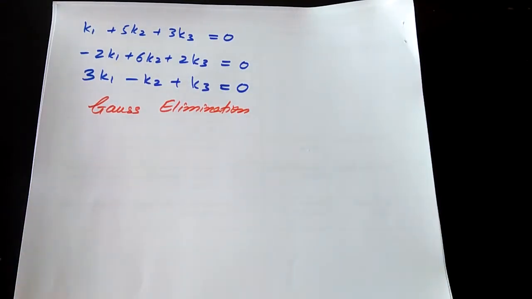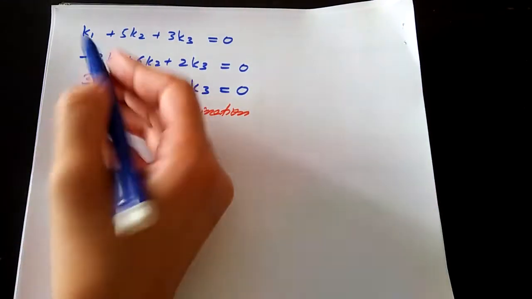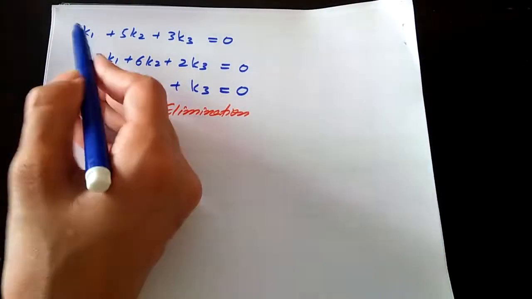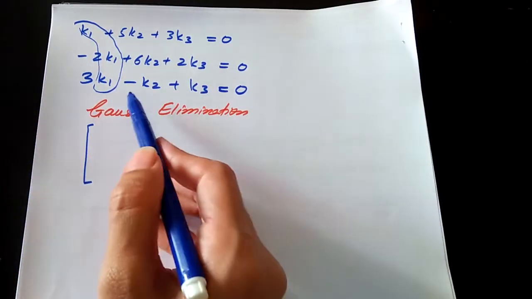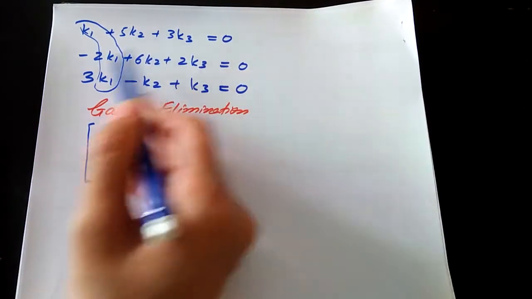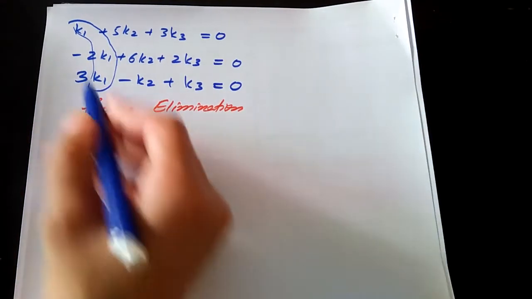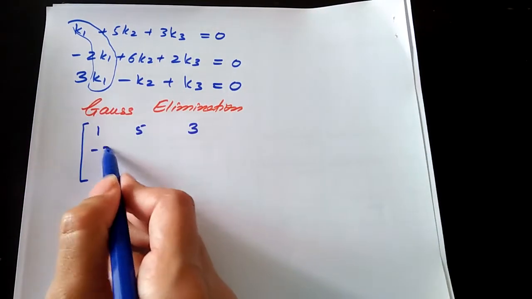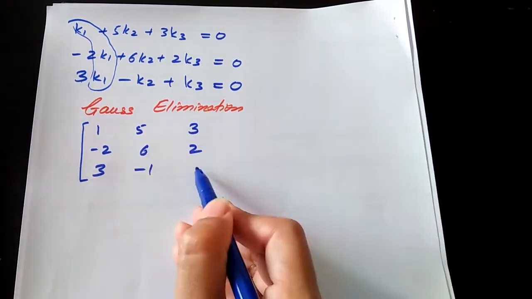How will you solve it? You will write it in a matrix form. Now K1, K2, K3 will not be written, only their coefficients will be written. First of all, have a look at whether the equations are arranged in a similar way or not. First write K1, then K2, K3; all the equations are arranged in the same manner. So write the coefficients 1, 5, 3, minus 2, 6, 2, 3, minus 1 and 1.